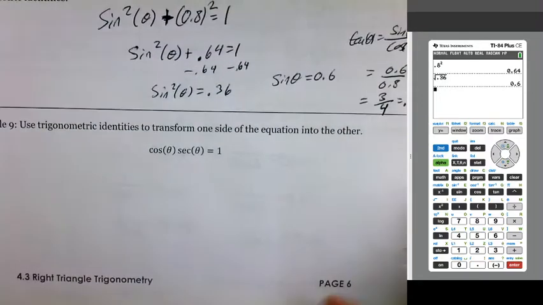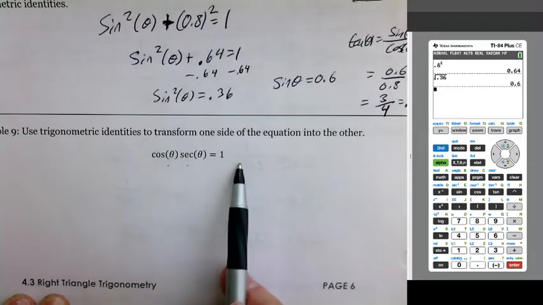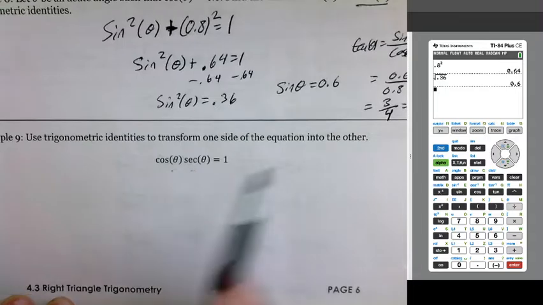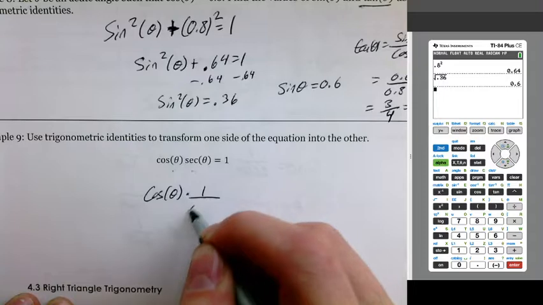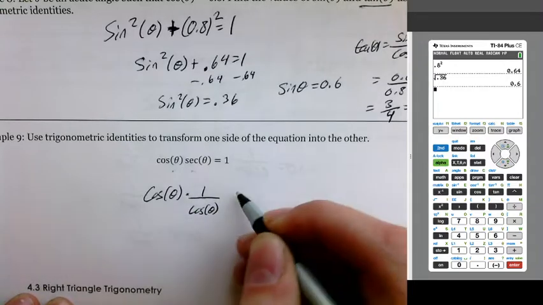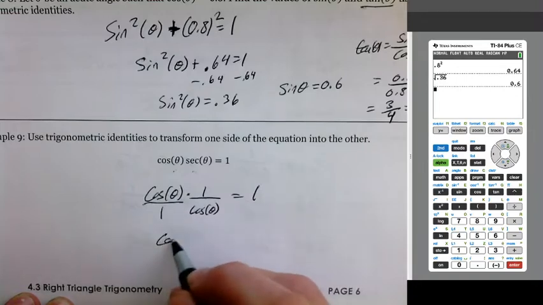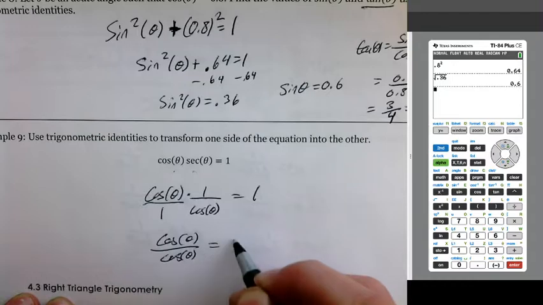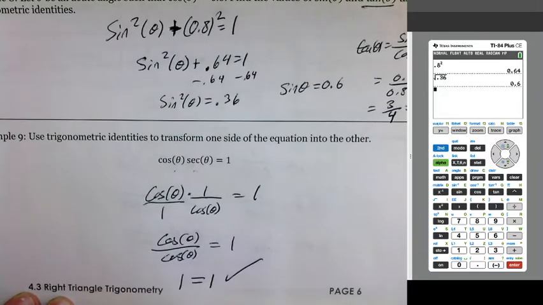Okay, example 9. We're going to use these identities to make cosine of theta times secant of theta be equal to 1. Earlier, we said secant of theta was 1 over cosine of theta. So we can write this as cosine of theta times 1 over cosine of theta equals 1. And if we multiply these, I'm going to get cosine of theta over cosine of theta, which equals 1. And anything divided by itself is going to be 1. So 1 equals 1, and we have verified that identity.